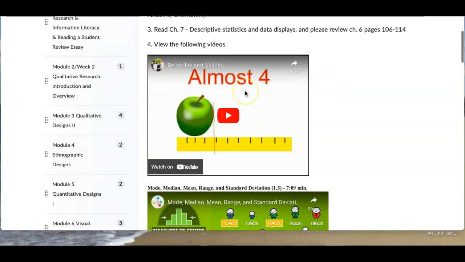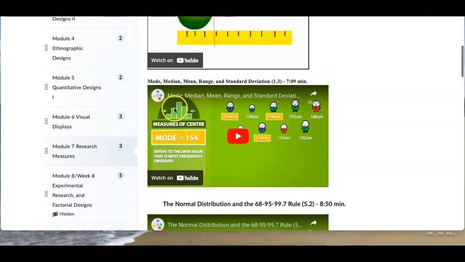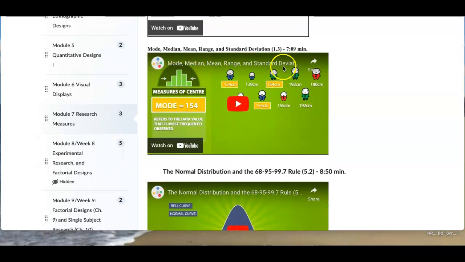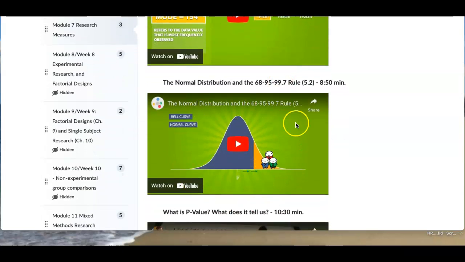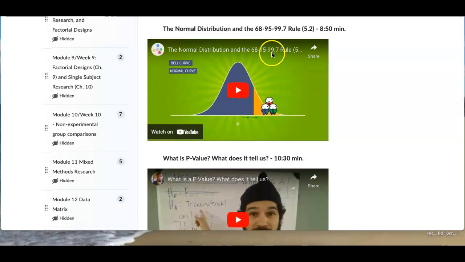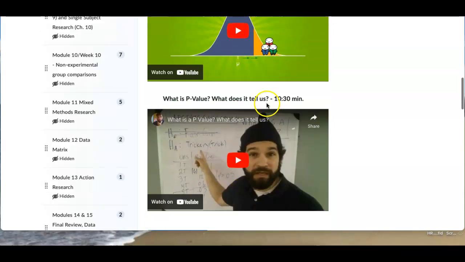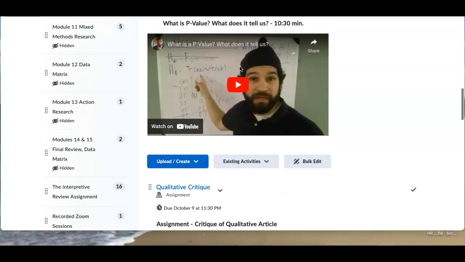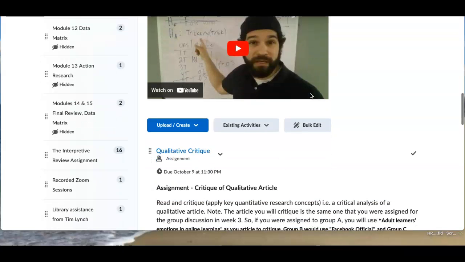I have a video on reliability and validity. Some of these are repeated: median, mean, range, standard deviation. Here's a normal distribution, which ties in with the standard deviation, the 68, 95, 99.7 rule. And then I want to highlight this video. It's on the p-value, and the p-value is, like I said, an indicator of statistical significance with the results. And any question that you have on any of these videos, including the p-value, please let me know.